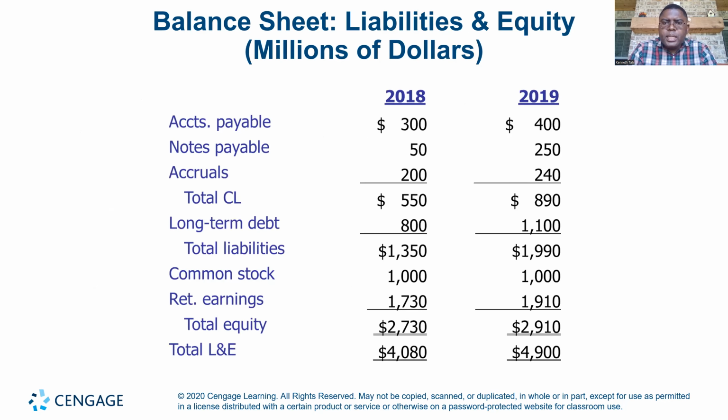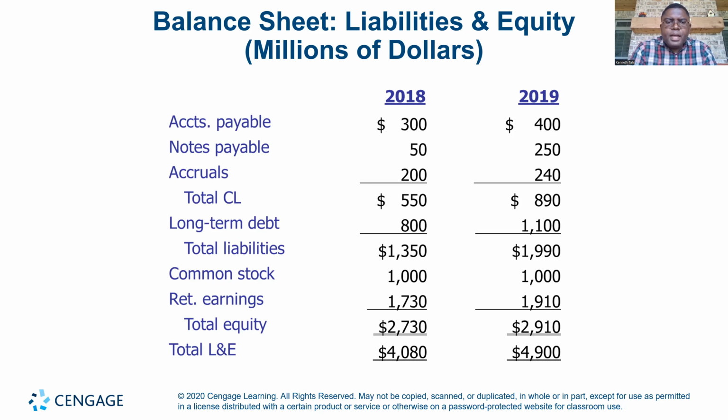We are going to look at the bottom part of the balance sheet, which is the liabilities and equity. So liabilities and equity are actually the claims that various groups have against the company's value. And it's usually listed in the order in which they must be paid.